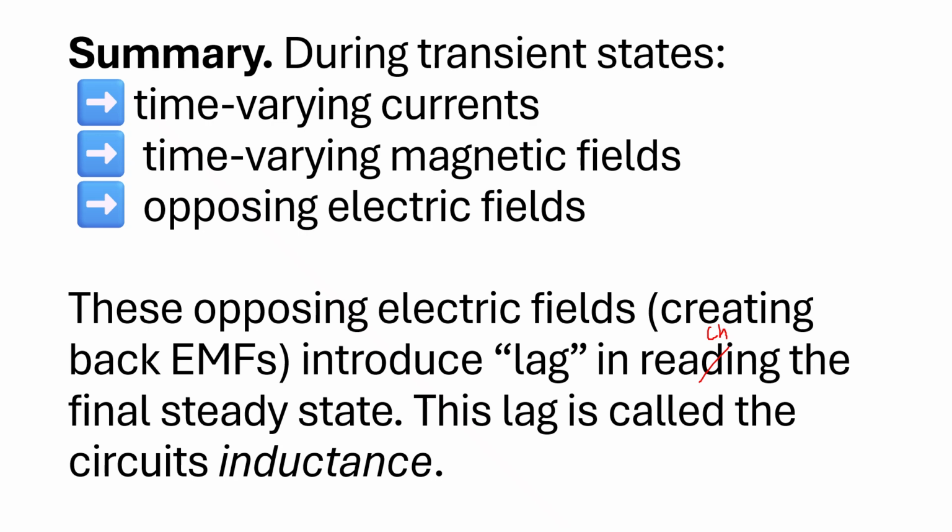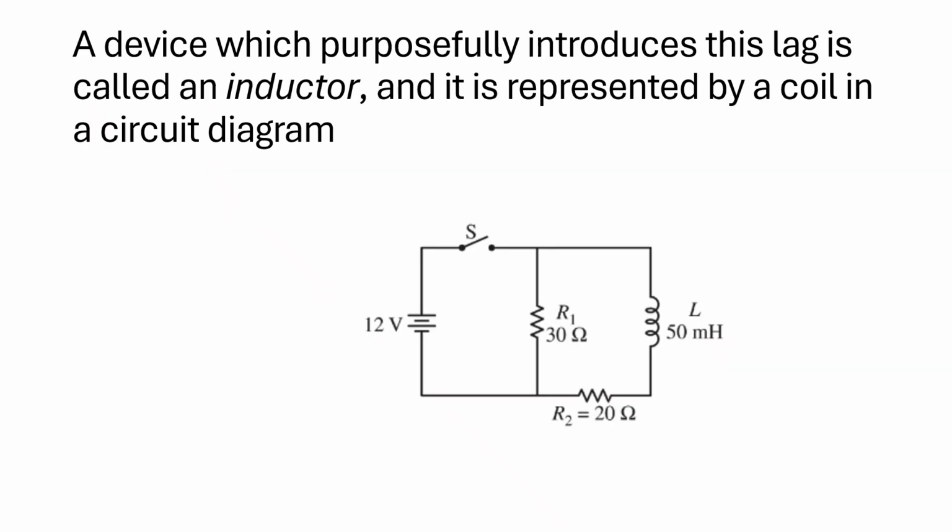So sometimes it's a bad thing. Sometimes it gets in the way. Other times you want to delay the steady state, in which case you're going to put in a device called an inductor, which takes advantage of this property. So a device which purposefully introduces this lag is called an inductor. And it's represented by a coil in a circuit diagram. So you have inductance, the property, and inductor, the physical object.